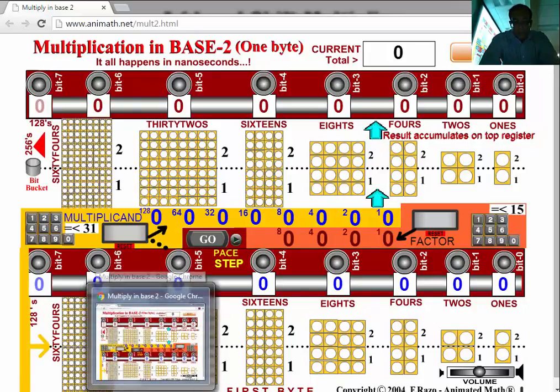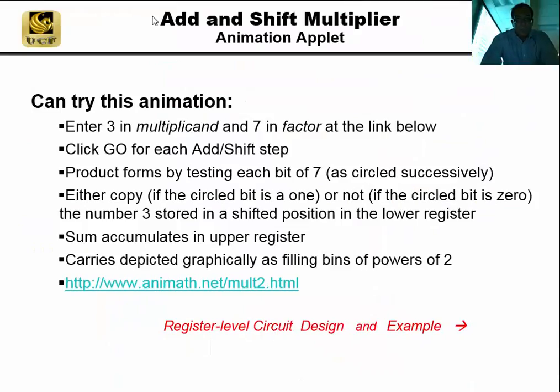and watch them multiply. So here we can enter 3 in the multiplicand and 7 in the factor. He calls it multiplicand, and for the multiplier he used the word factor. Okay, so we want to multiply 3 times 7. We should get 21. We can see the steps and we can watch the bits flow. It's basically animating multiplication with binary digits as a circuit. We click go, we get each add-shift step, and you're going to see it's testing each bit of 7, which is the factor, because we're going to do either 1 times 3 or 0 times 3.